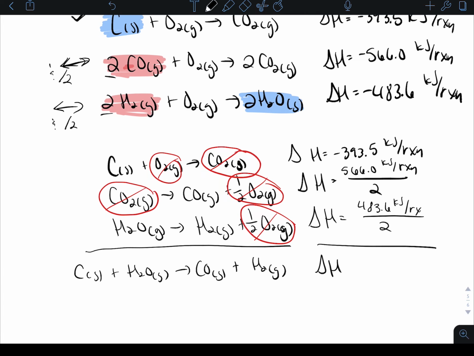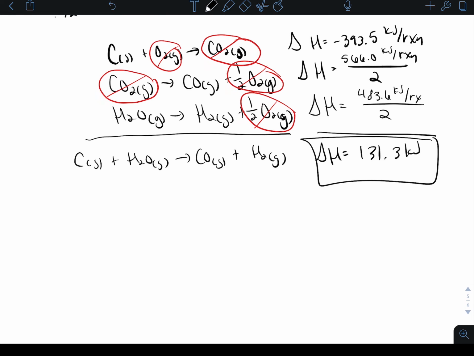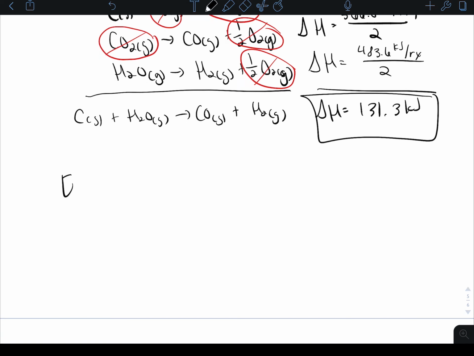Fantastic. And then we combine our delta H values. And when we do that, we get 131.3 kilojoules. And that's it for Hess's law. You're just going to manipulate equations to try and get to a desired equation. We can also look at enthalpy of formation.